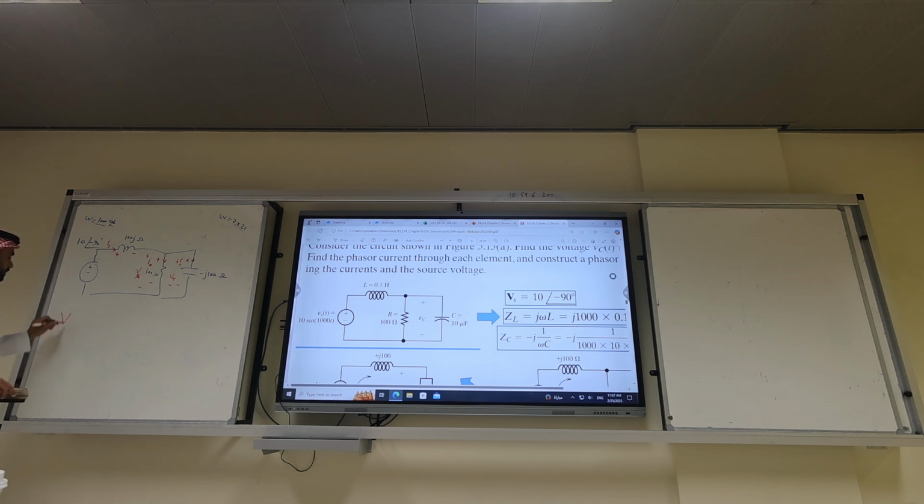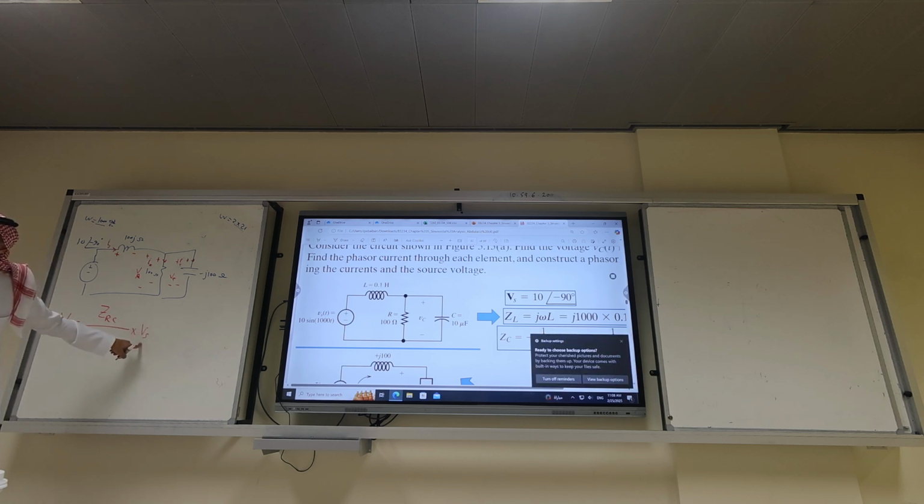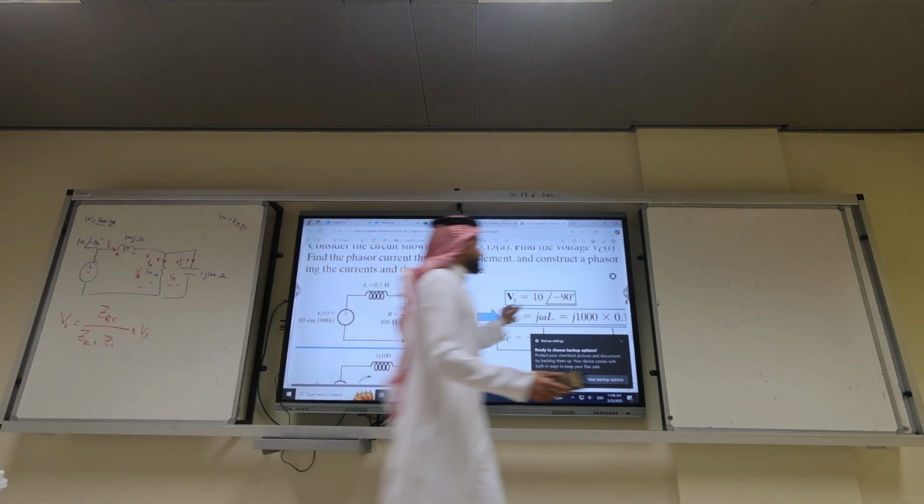So VC is what? Voltage divider rule. So it's going to be Z RC, the book calls it RC, which is the parallel combination between resistor and capacitor, over Z RC plus ZL times VS. What is VS? Okay, what's the number? 10 angle minus 90. Get it? Okay, what is ZRC?